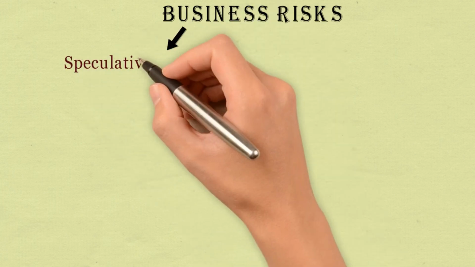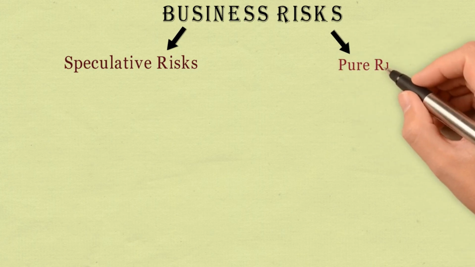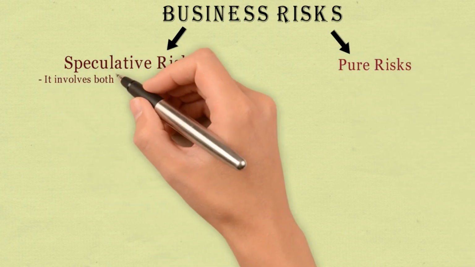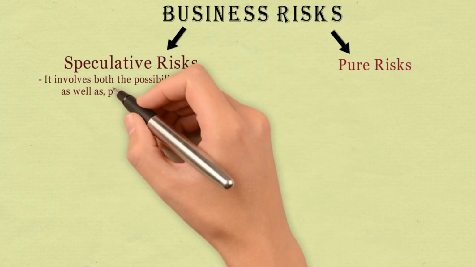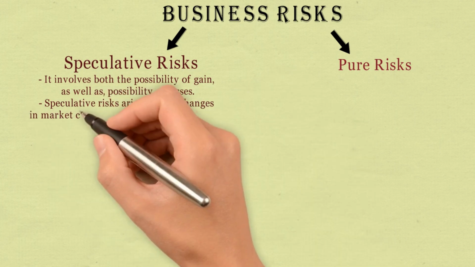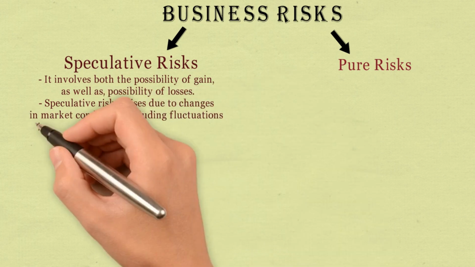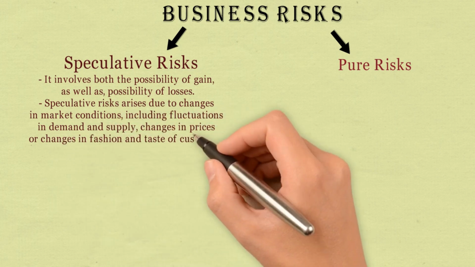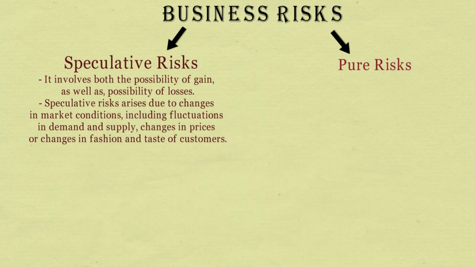Business enterprises constantly face two types of risk, speculative and pure. Speculative risk involves both possibility of gain as well as possibility of losses. Speculative risk arises due to changes in market conditions, including fluctuations in demand and supply, changes in prices, or changes in fashion and taste of customers.